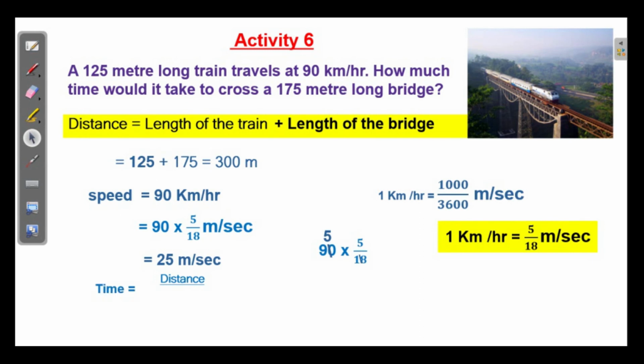And we have to calculate the time. Time is equal to distance by speed. That is 300 by 25, which is equal to 12 seconds.